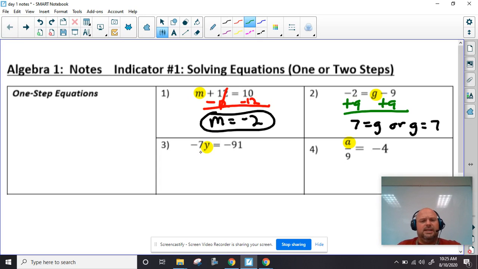All right, so moving on to number 3. We look at -7 and y. When they are side by side like this, we have to do the opposite. This means multiply, so the opposite of multiply is divide. I've had a saying for years that if it's side by side, you must divide.